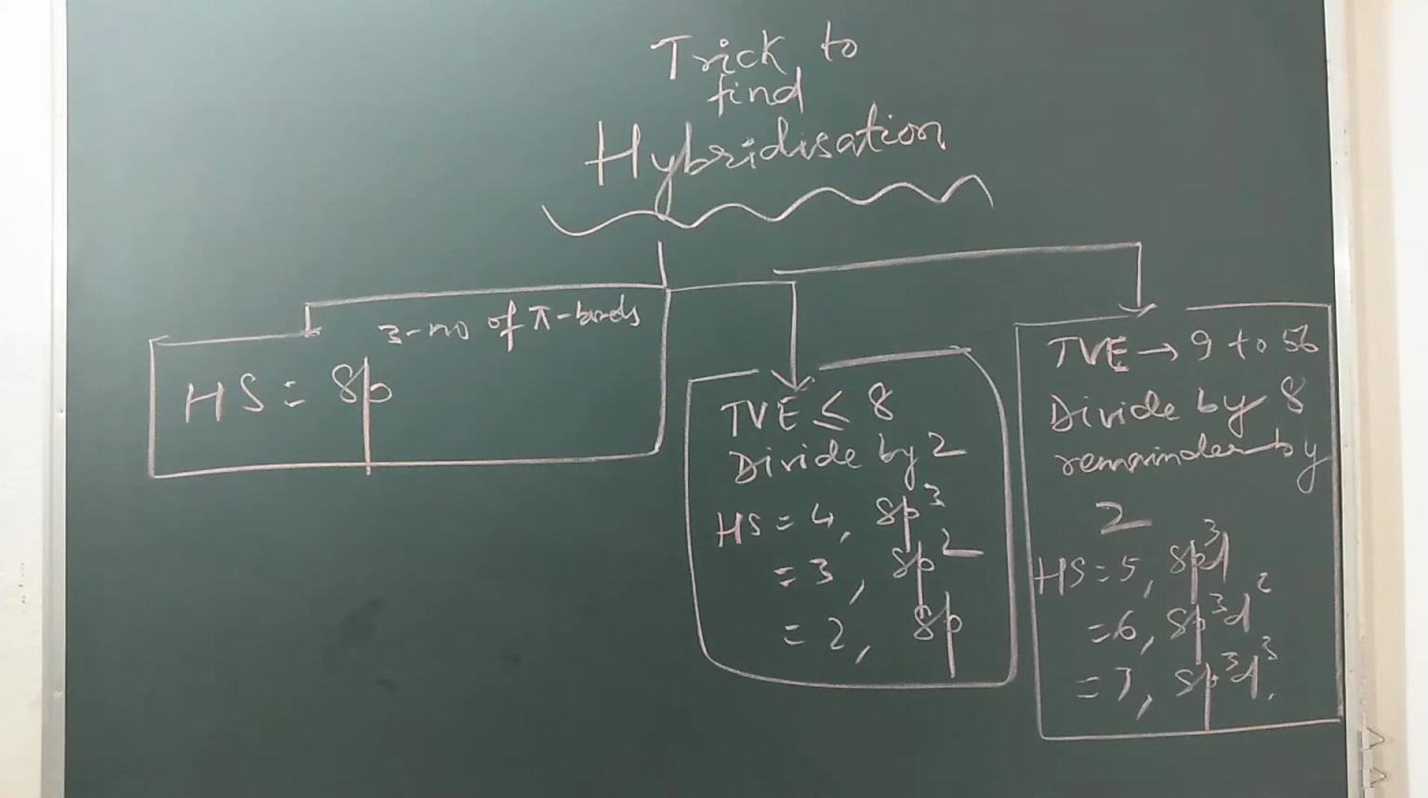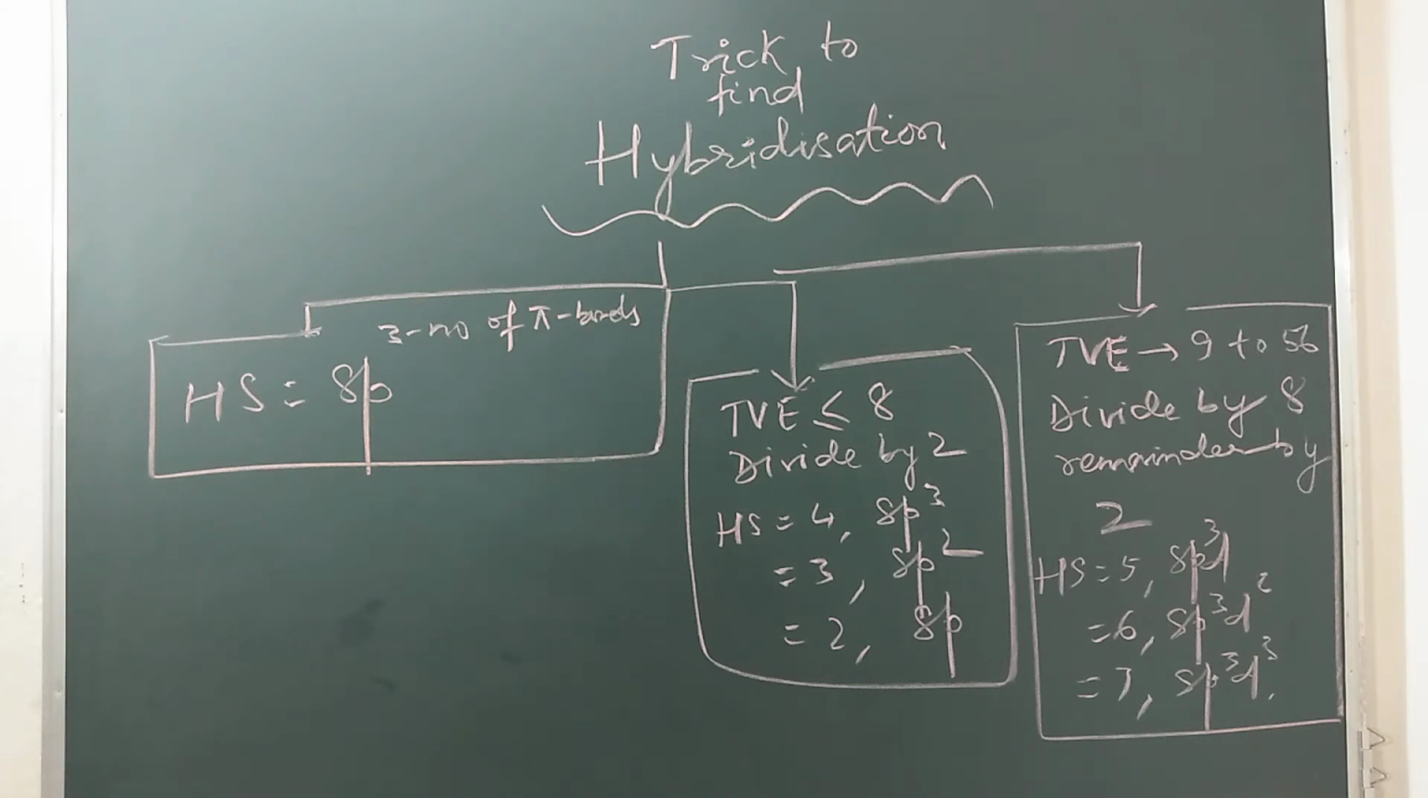See student, trick to find hybridization. So the first trick is: hybrid state equals sp3 minus number of pi bonds. In this trick, what you have to do is... this trick is applicable for organic chemistry. This trick is applicable for organic compounds.